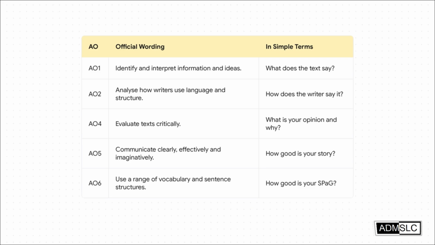AO1 is just: what does the text say? Simple. AO2 is: how does the writer say it? AO4 is all about your opinion. And then when you're writing, AO5 is basically: how good is your story? And AO6 is all about your SPAG, your spelling, punctuation, and grammar. Know these, and you know the game.